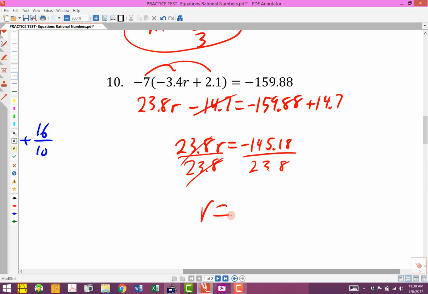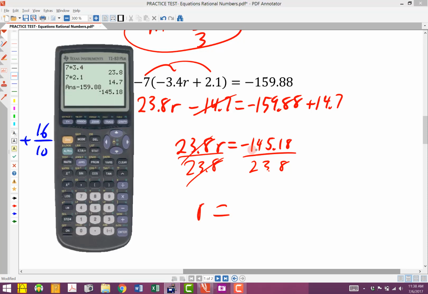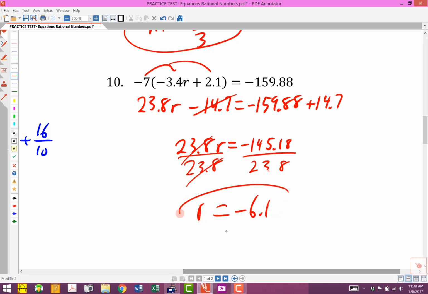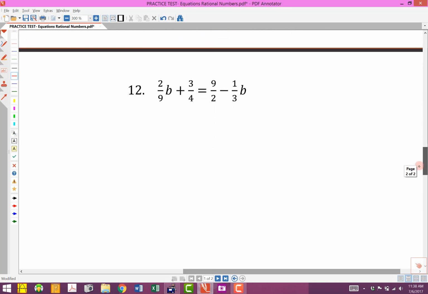On that side, of course, we have an r, and then on the other side we've got this division problem, so 145.18, and we're going to divide that by 23.8, and we get negative 6.1. So we get a decimal answer on that one. No need for any rounding or anything.